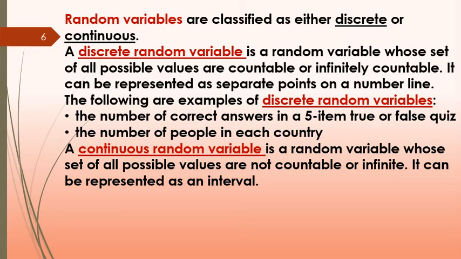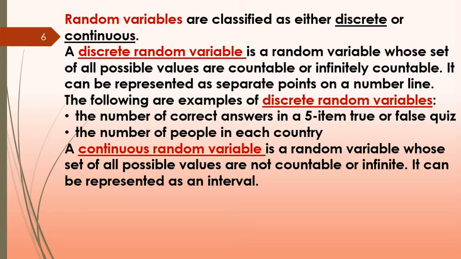Next is the continuous random variable. It is a variable whose set of all possible values are not countable or infinite. It can be represented as an interval. So when we say it is not countable, how can we get the values? It is still a variable.